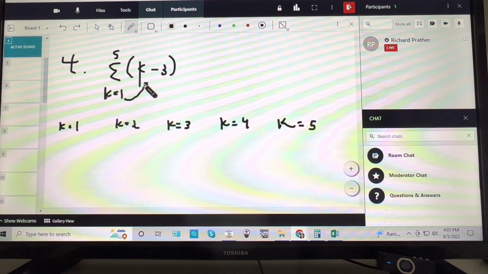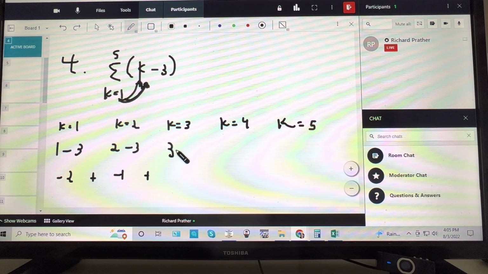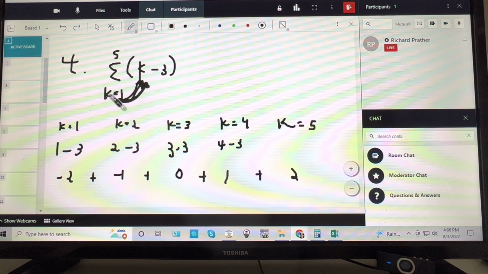First, you plug 1 in. 1 minus 3. That's the only operation to do, so there's no order of operations here. There's literally 1 minus 3. I don't need the parentheses anymore. So 1 minus 3 is negative 2. Now plug 2 in. 2 minus 3 is negative 1. Plug in 3. 3 minus 3 is 0. Plug in 4. Maybe you see a pattern already. 4 minus 3 is 1. Each time it goes up by 1. Next one should be 2. 5 minus 3 is 2.